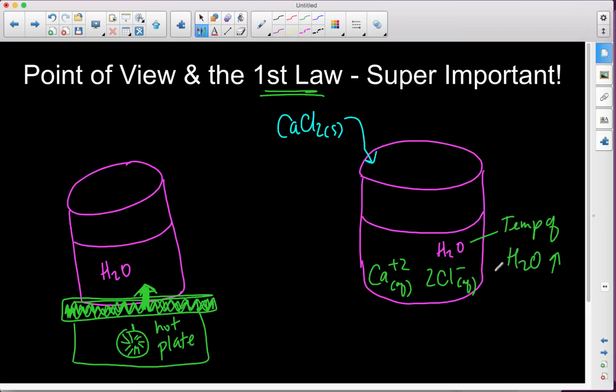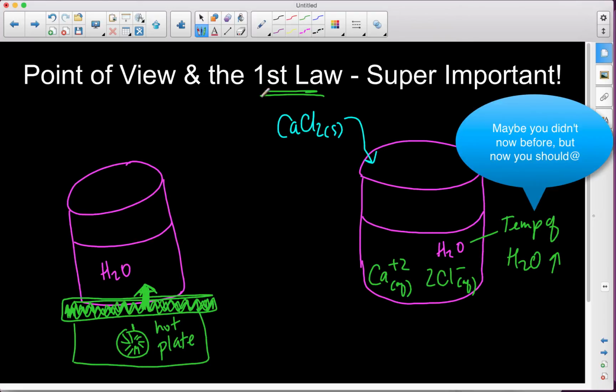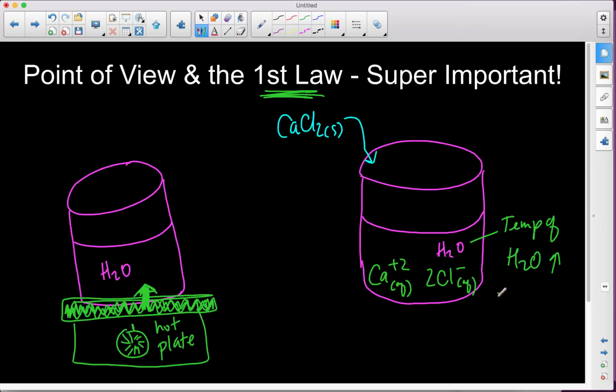What does that mean? Going back to the fact that energy is conserved, if the temperature of my water goes up, that means my water absorbed energy. If my water absorbed energy, what does that mean? Something gave away energy. If energy went into the water, it had to come out of something else. Turns out it comes out of this process.